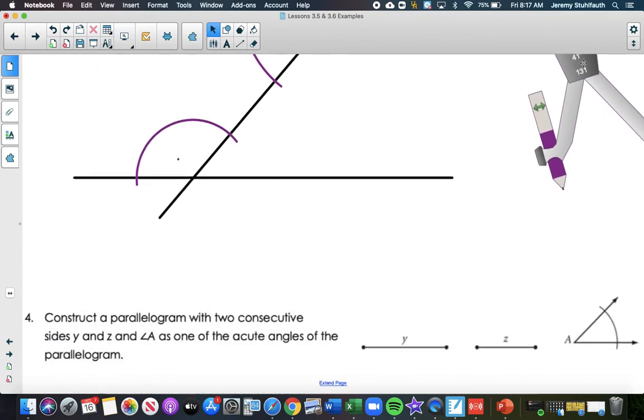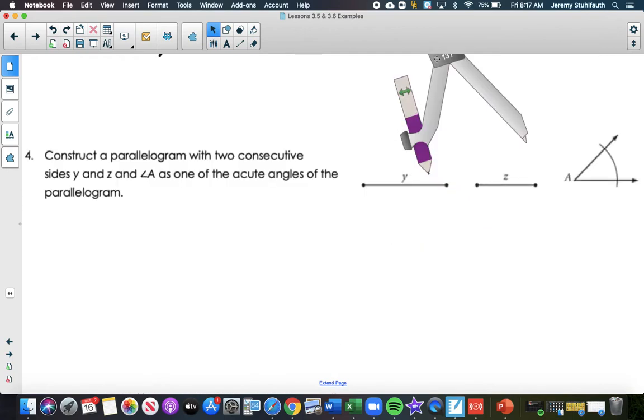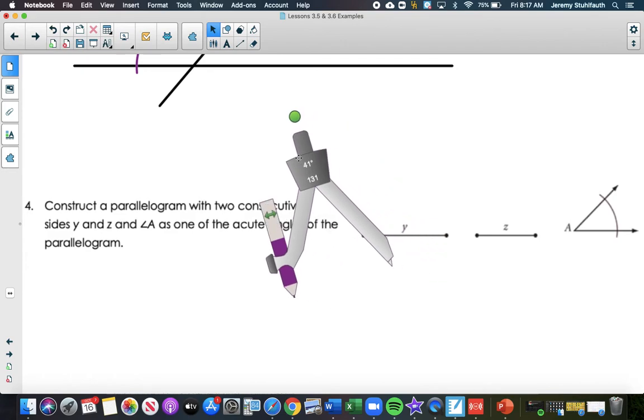Now, we're going to take a look at another problem. Okay, we're going to construct a parallelogram with two consecutive sides, y and z, and angle A as one of the acute angles of the parallelogram. So remember, what we need to take away from this first thing is we need to know what the definition of a parallelogram is.